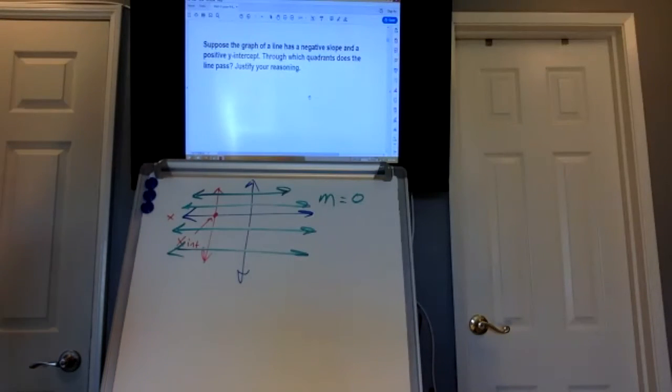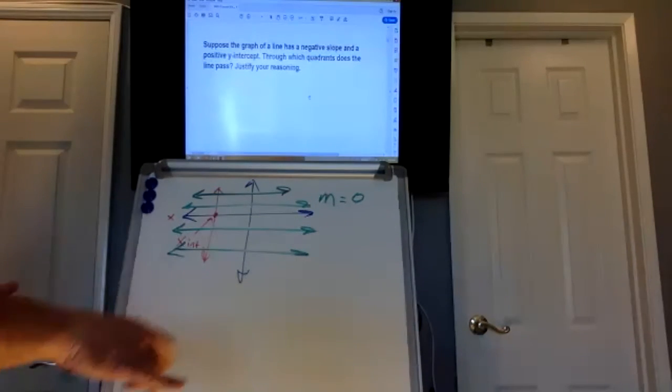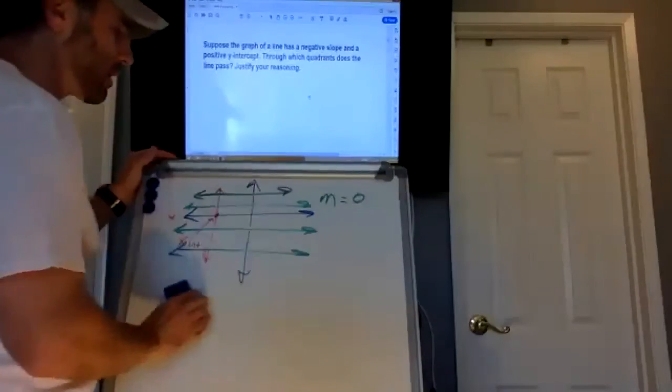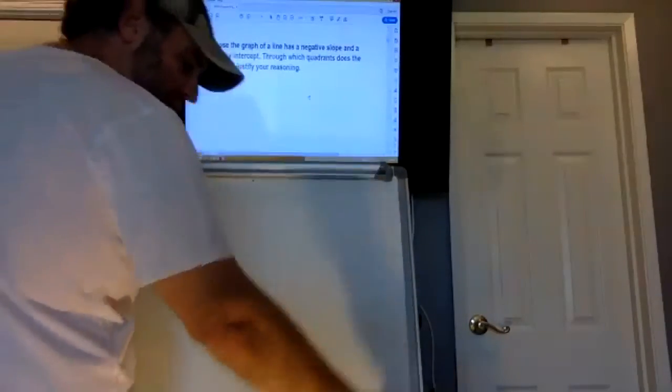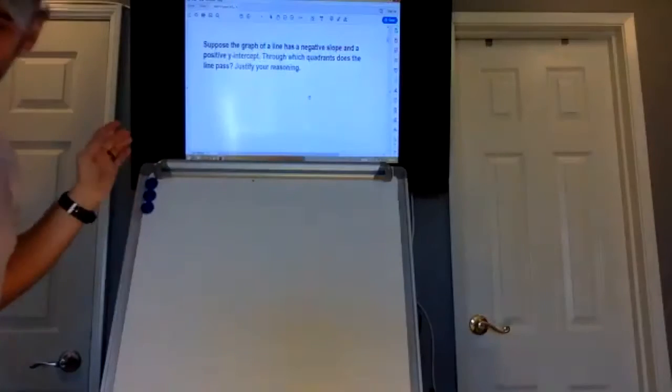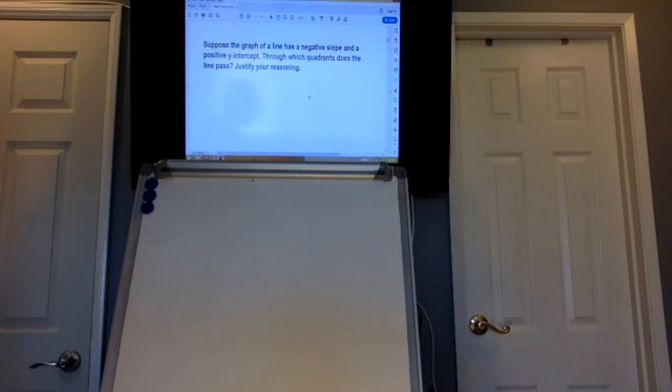So as time moves forward, we go left to right. Suppose the graph of a line has a negative slope and a positive y-intercept. Through which quadrants does the line pass? Put that in the chat. You don't have to justify in the chat. We can justify it as we talk about it.